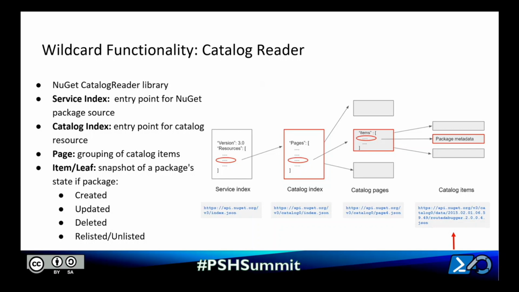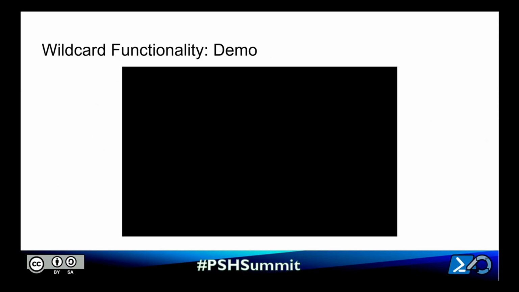While the v3 search process we just saw is more complicated than v2, it leads to faster searches, especially for package sources that are orders of magnitude larger than PowerShell Gallery. And fortunately for us, the NuGet CatalogReader library provides APIs to search through a v3 endpoint repository store without having to worry about these inner workings of the catalog. Let's look at a demo for this.